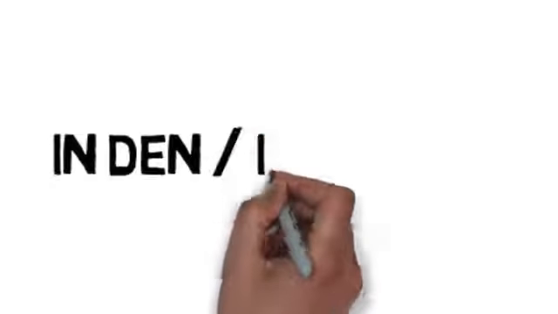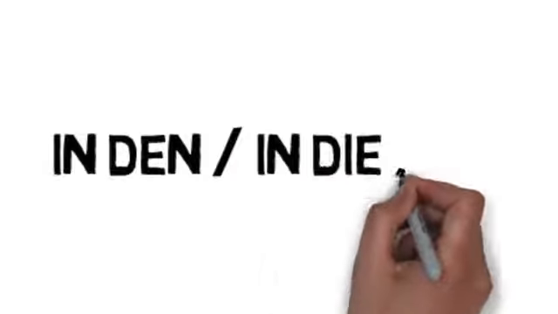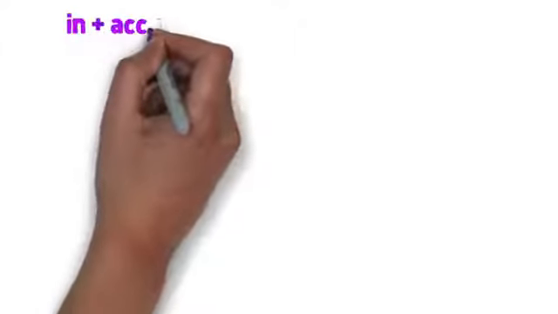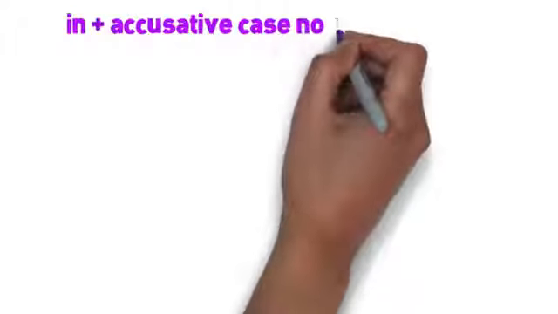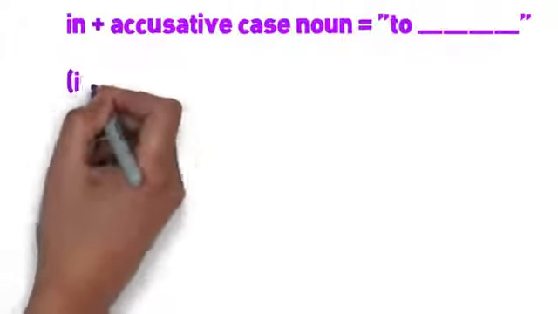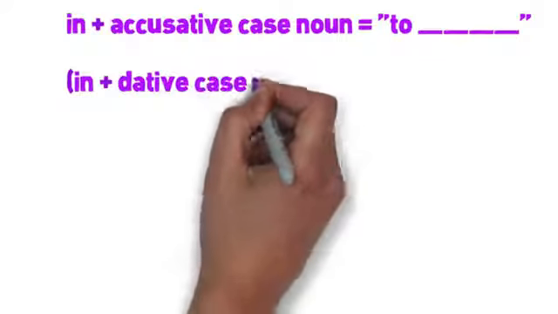Today's topic is the preposition in. This is a tricky preposition for English speakers. What makes it so confusing is that it looks just like the English preposition in, and sometimes it means in, but sometimes it also means to, depending on how you use it.